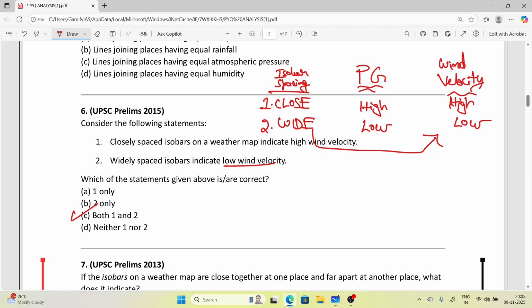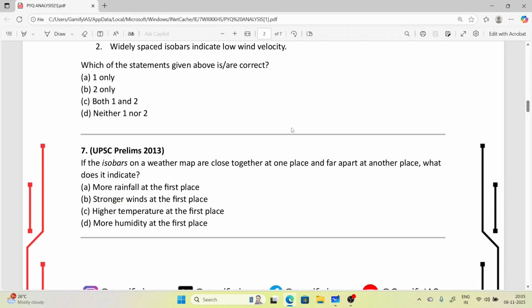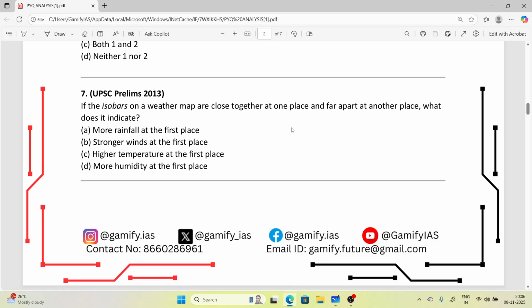Now let us go to the next question. If the isobars on a weather map are close together at one place and far apart at another, what does it indicate? Stronger winds at the first place. We have discussed this. So stronger winds at the first place.